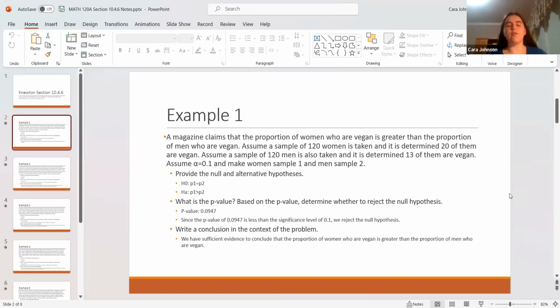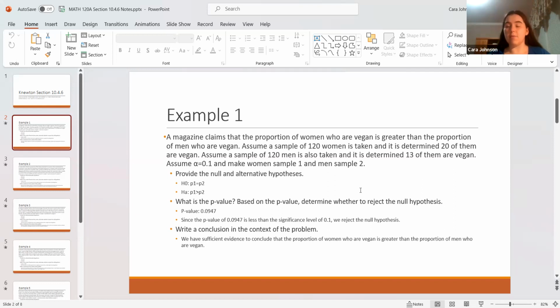All right, so here's our first example. A magazine claims that the proportion of women who are vegan is greater than the proportion of men who are vegan. Assume a sample of 120 women is taken and it is determined 20 of them are vegan, and a sample of 120 men is taken and it's determined 13 of them are vegan.